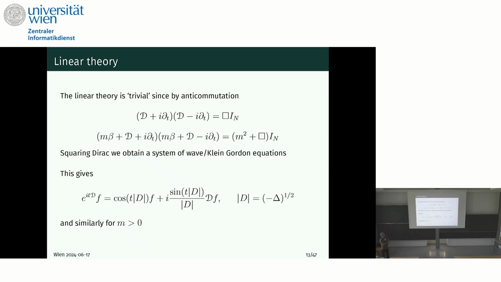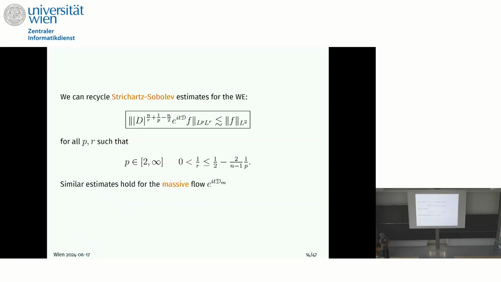Because you take the square, you get a wave equation or Klein-Gordon equation. You can really explicitly write down the flow, this is a diagonal operator wave flow. So for this, you have virtually everything. You can represent the solution, and you have a full set of Strichartz estimates or Strichartz-Sobolev estimates. I won't dwell on this, I hope this is well known, of course. And similar results for the massive flow, when you have the corresponding Strichartz estimate for Klein-Gordon. So this is immediate.